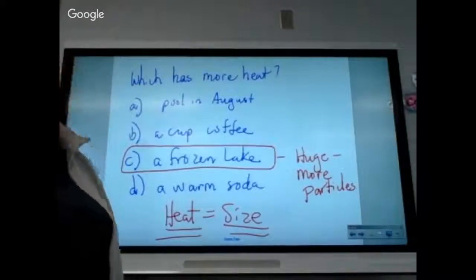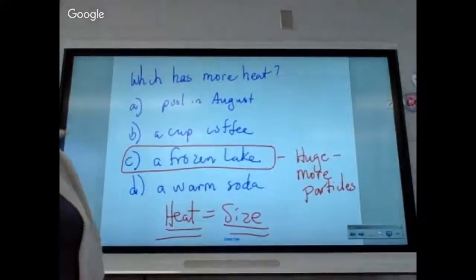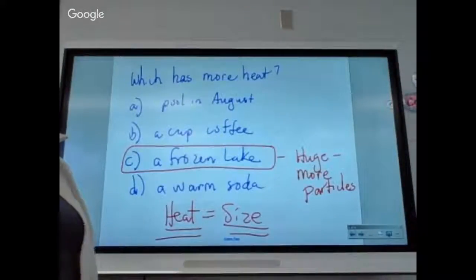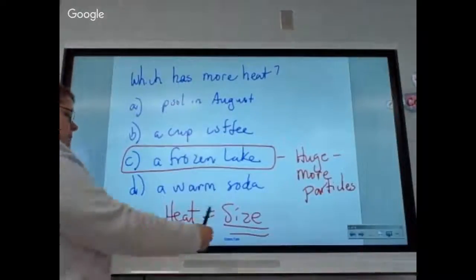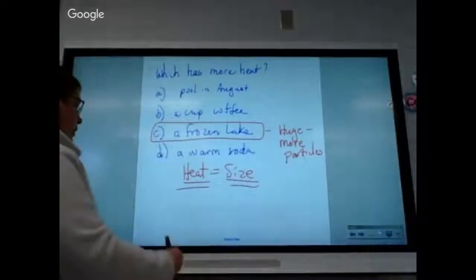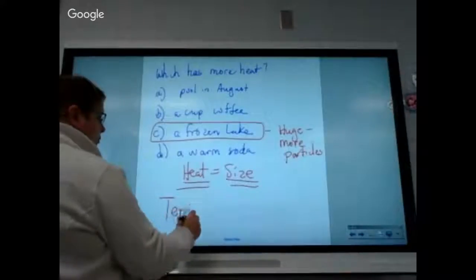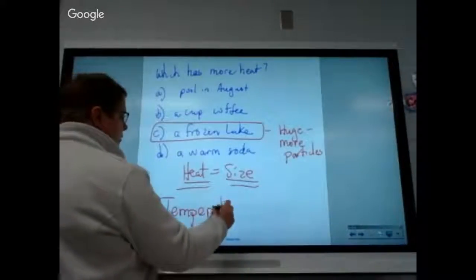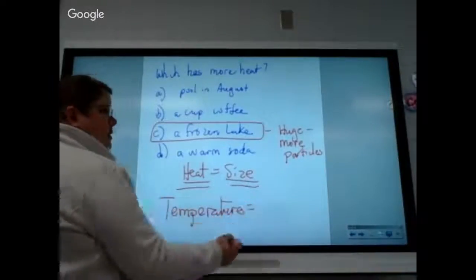Have you ever noticed fat people are hot? Fat people are hot because they got more particles, okay? Very rarely do I get cold. I don't get cold very often because I got all these particles. Skinny people get cold. And that's just a general statement. It doesn't apply to everybody.